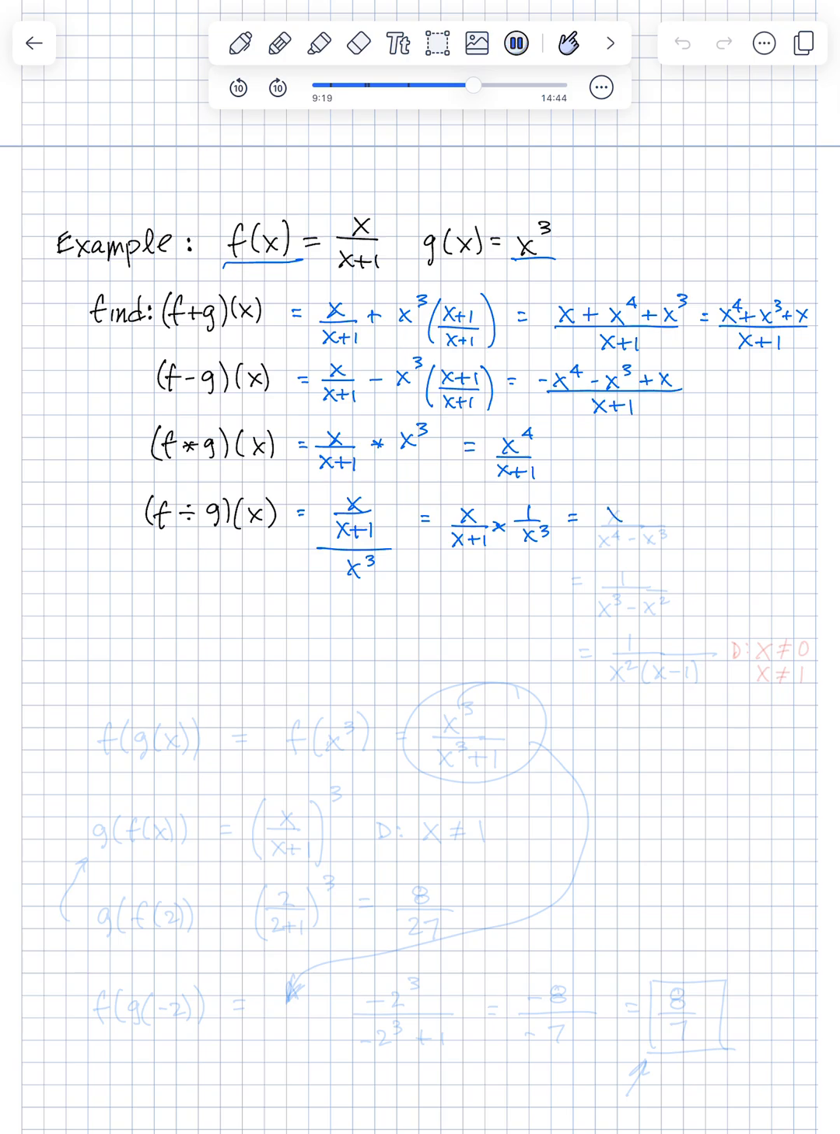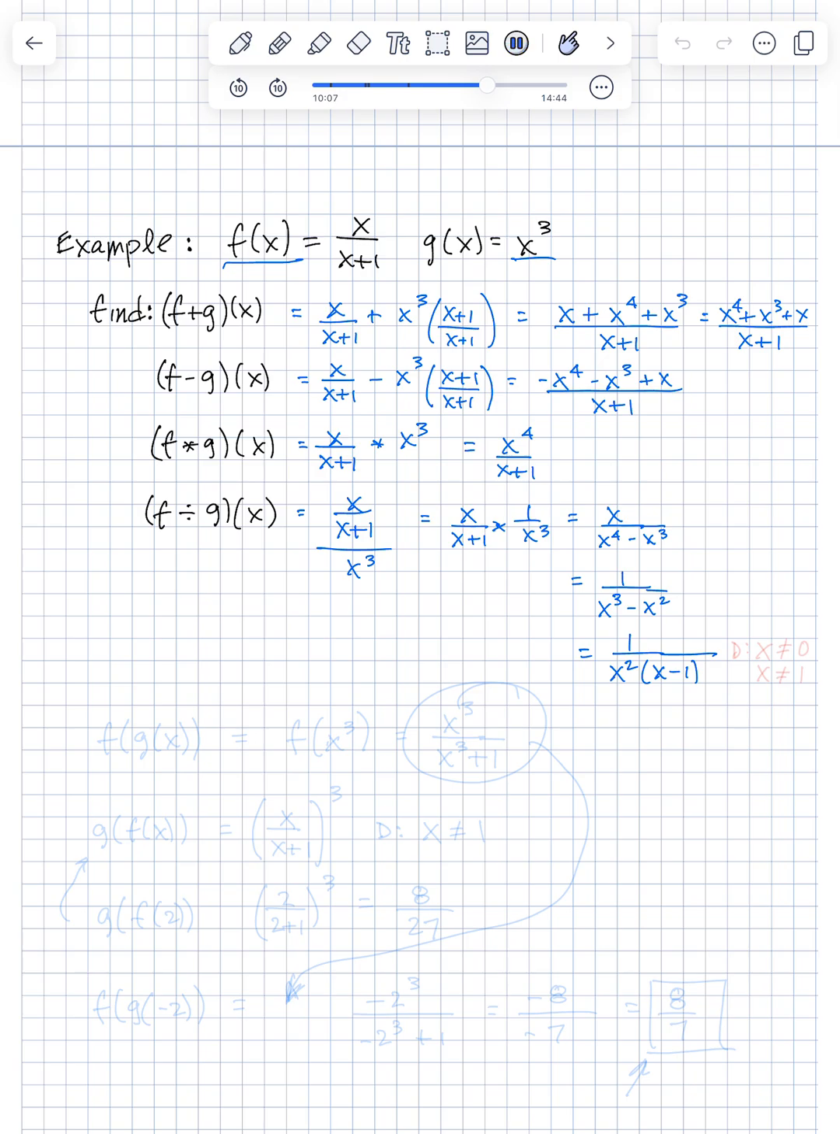So that's equal to x divided by, we'll just go ahead and multiply this out, x to the fourth minus x cubed. Well, we can simplify that. Factor an x out of top and bottom, we have 1 over x cubed minus x squared. And we can simplify that a little bit, factoring out x squared out of the denominator. 1 over x squared times x minus 1. Okay, so that's add, subtract, multiply, and divide.